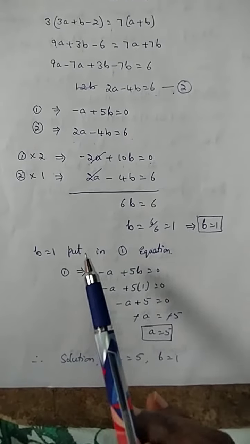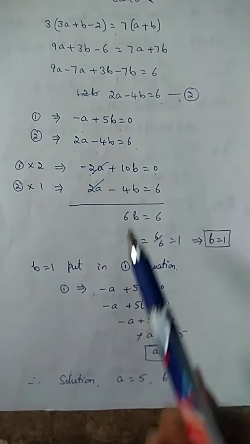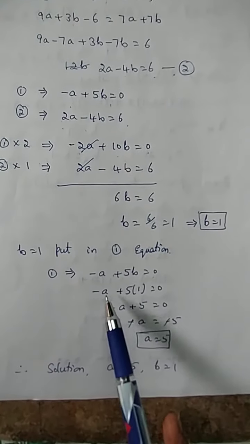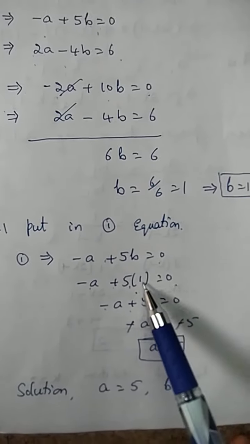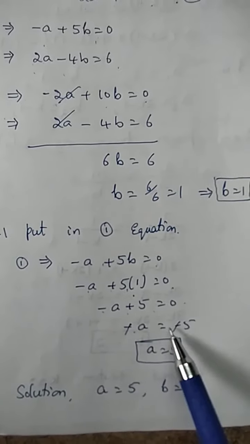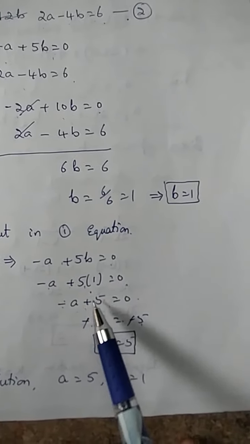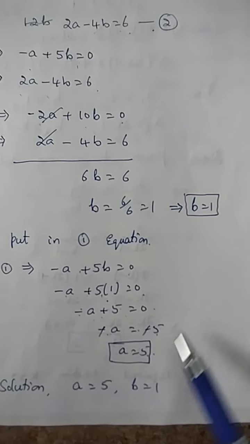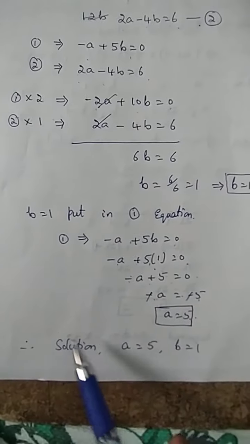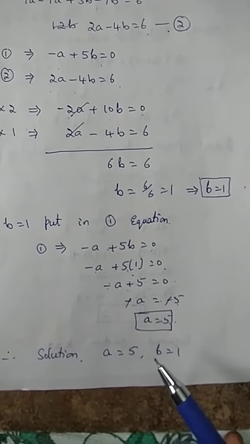That b is equal to 1 is put into the first equation. What is the first equation here? Minus a plus 5b is equal to 0. Minus a plus 5 into 1 is equal to 0. Minus a plus 5 is equal to 0. So minus a is equal to minus 5, because we transpose 5 to that side. The negatives cancel, so a is equal to 5. So a is equal to 5, b is equal to 1. Therefore, the solution is a is equal to 5, b is equal to 1. Clear? So we got the answer.